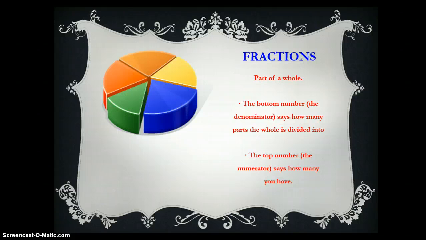Fractions, part of a whole. The bottom number, the denominator, says how many parts the whole is divided into. The top number, the numerator, says how many you have. Here I have an example of a pie chart cut into 5 different pieces.